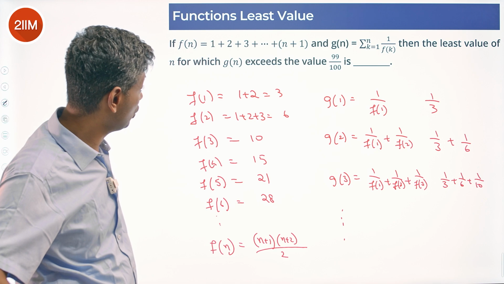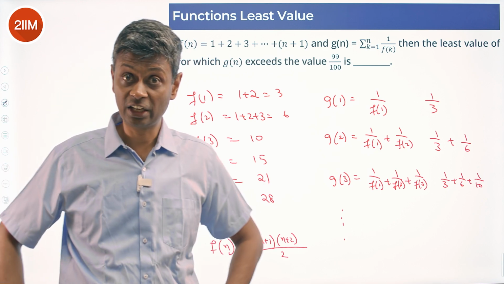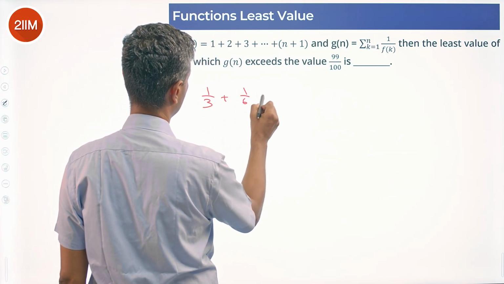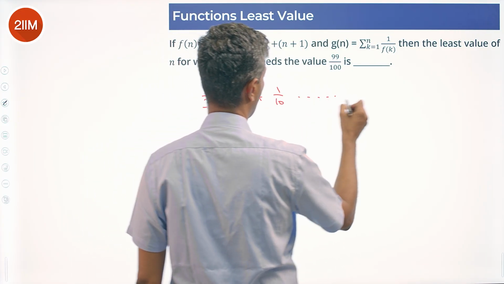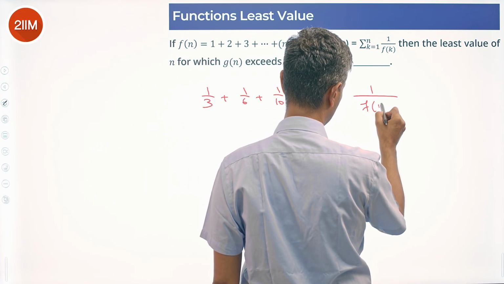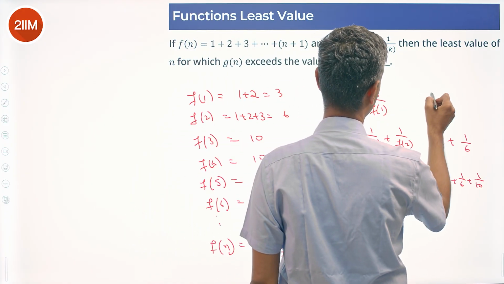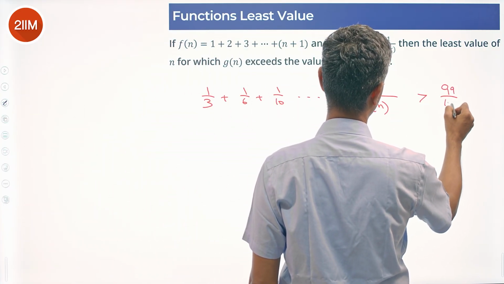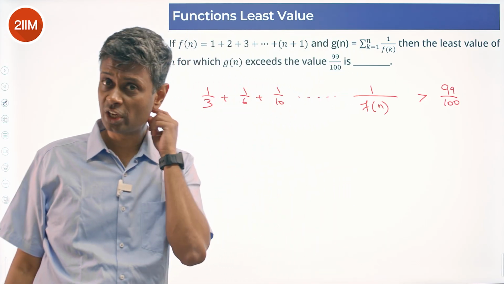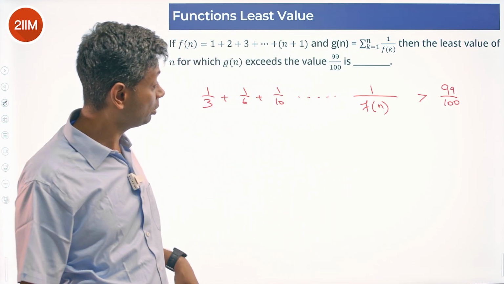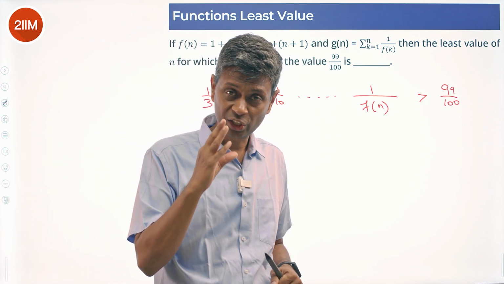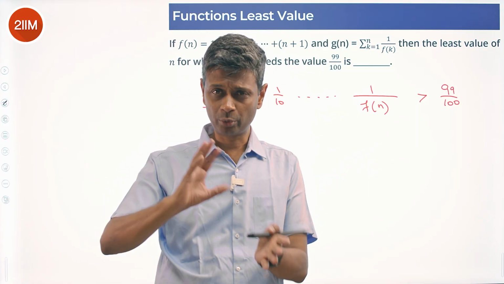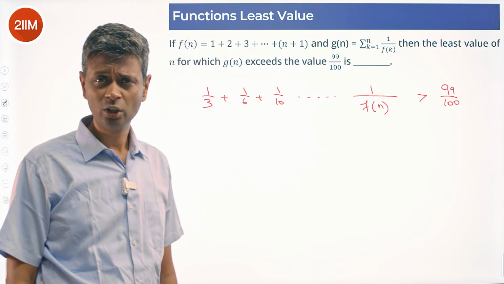So we want to find n where g of n exceeds 99 by 100. So 1 by 3 plus 1 by 6 plus 1 by 10 all the way up to 1 by f of n should be greater than 99 by 100. We want to find the smallest n where this happens. Presumably it keeps on growing and it reaches a point where it is greater than this. It may be a convergent sequence but could reach more than 99 by 100 at some point. We need to find the smallest n for which this happens.